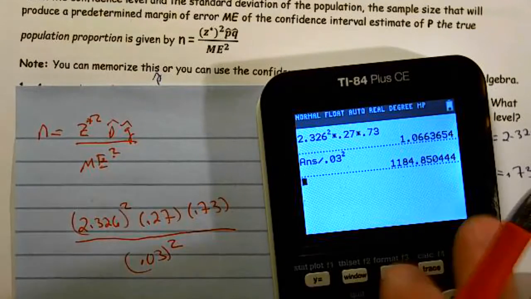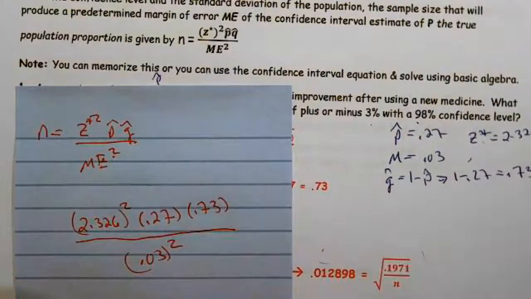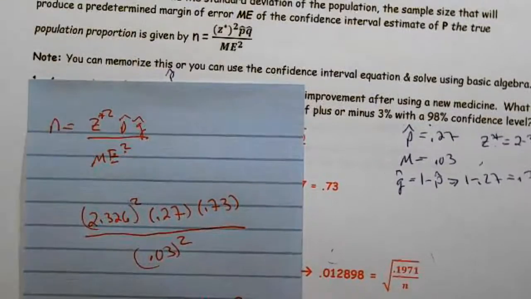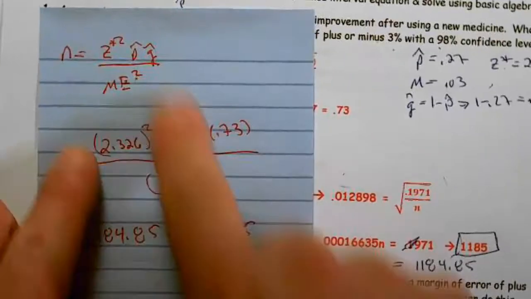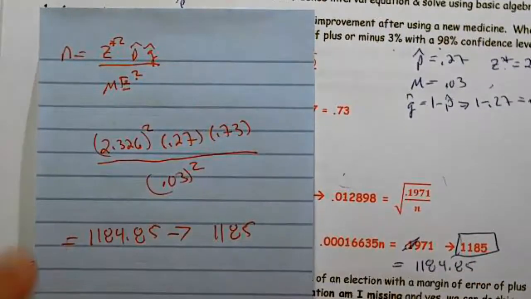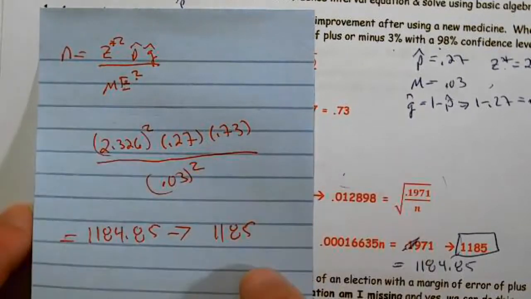So once again, this equals 1184.85, and that yields 1185. So if you're good with memorizing stuff, this might be very easy for you. If you're like me and have trouble memorizing and want to use some basic algebra, use the confidence interval.